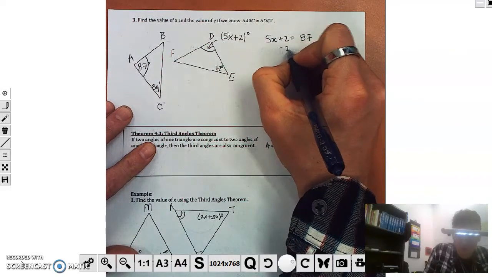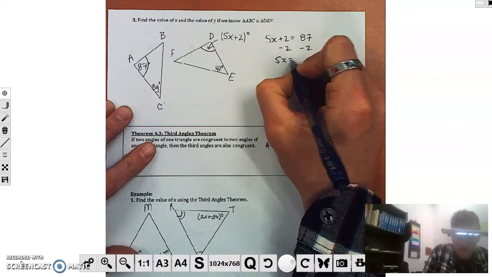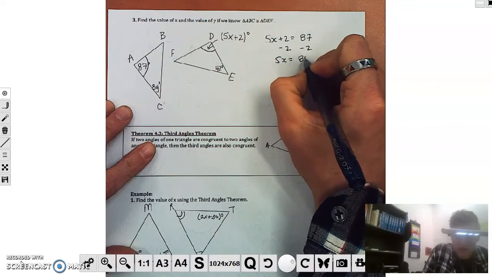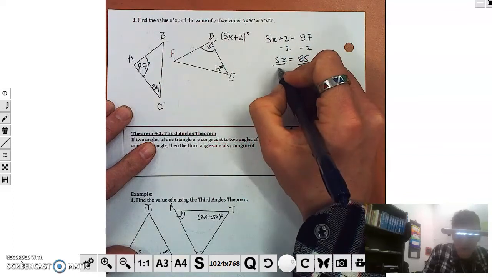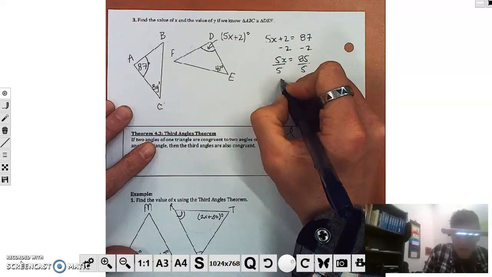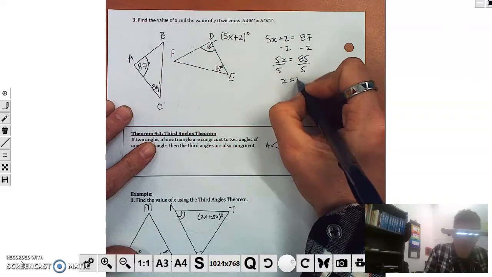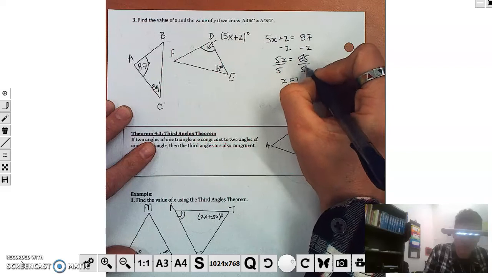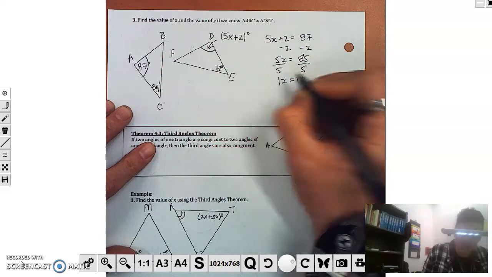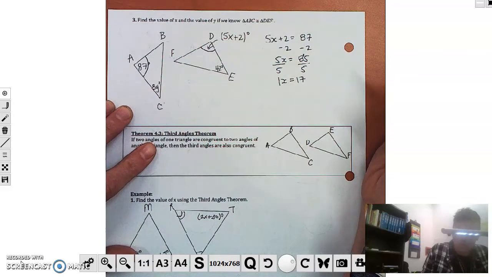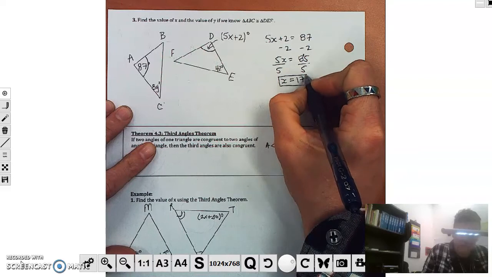Let's subtract 2 on both sides. So we've got 5x equals 85. Awesome. Divide both sides by 5. So we get x equals, 5 goes into 8 one time, remainder 3. 5 goes into 35 7 times. So x is 17. Looking good. Look real good.